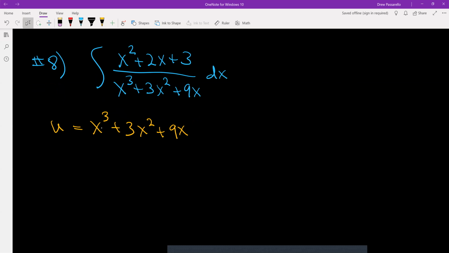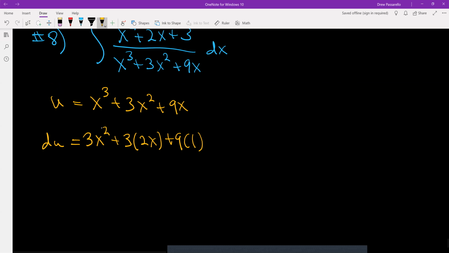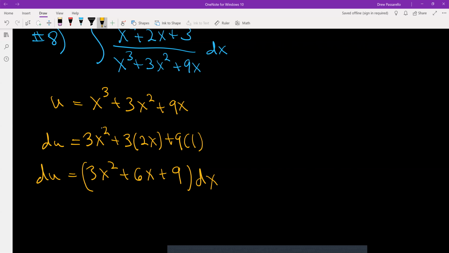taking the derivative, so du, that becomes x cubed's derivative is 3x squared, and then plus 3 times the derivative of x squared, which is 2x, and then plus 9 times 1, because the derivative of x is 1. So du is equal to 3x squared plus 6x plus 9. And then I still have the dx that I attach onto that.